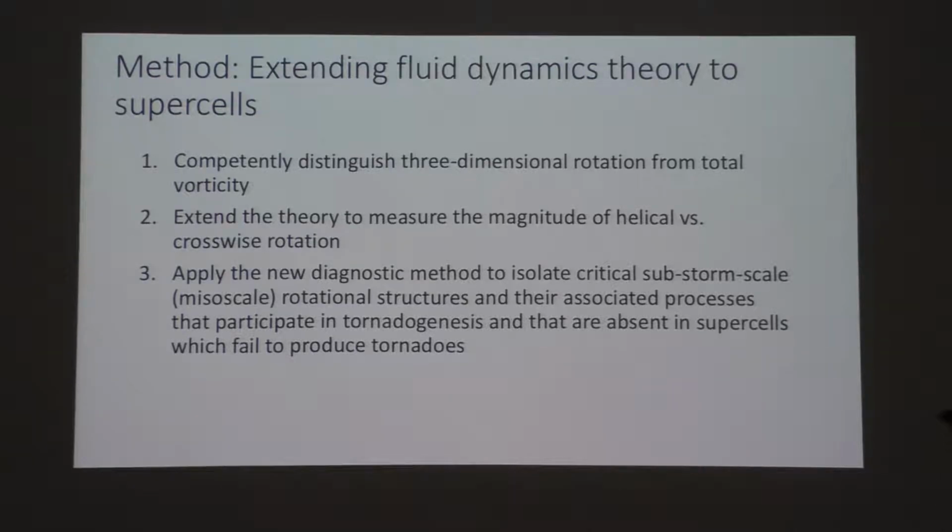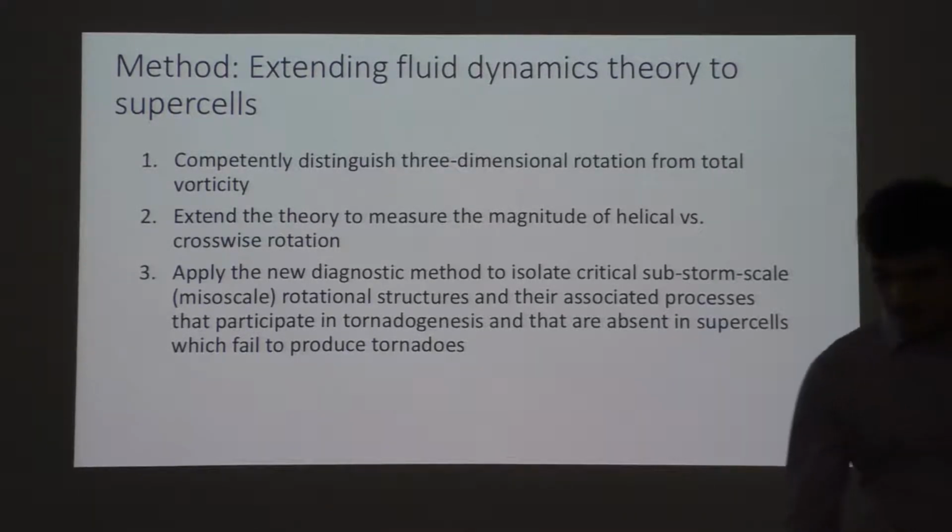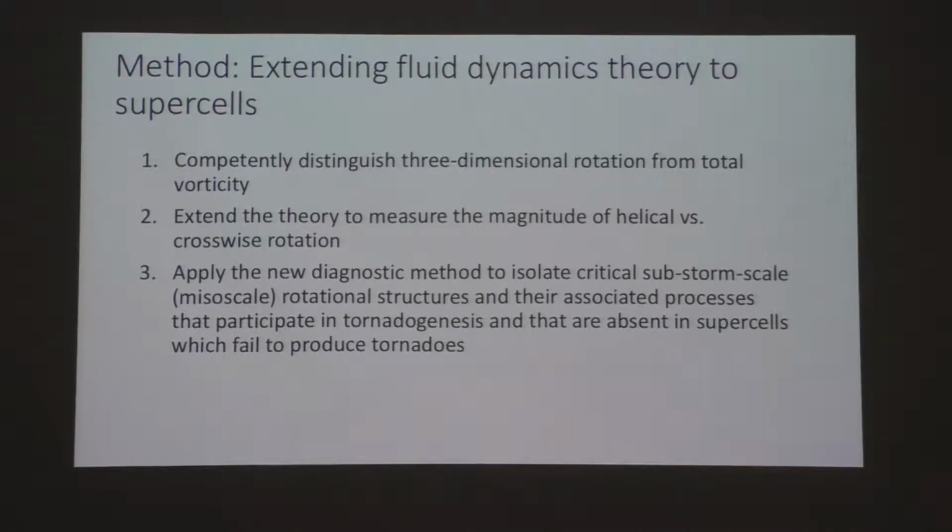I then took that theory and extended it to measure the magnitude of the helical component of the rotation once I found the three-dimensional component of the rotation. Thereafter, the approach was to apply the new diagnostic methods to see if we could isolate some structures that may be critical in the tornadogenesis process, that may play a role in that communication between the low-level vorticity and the rotating updraft.